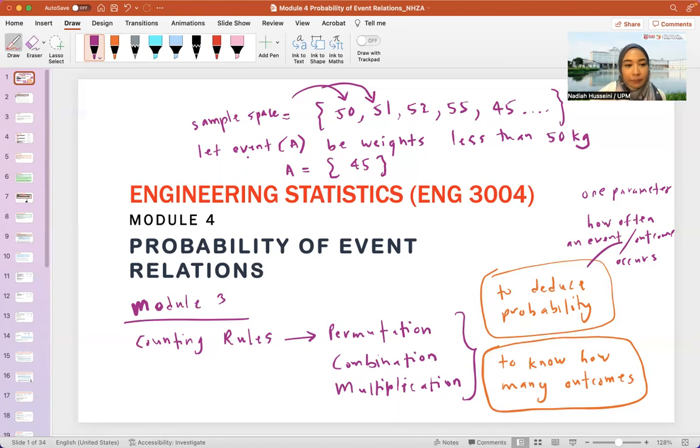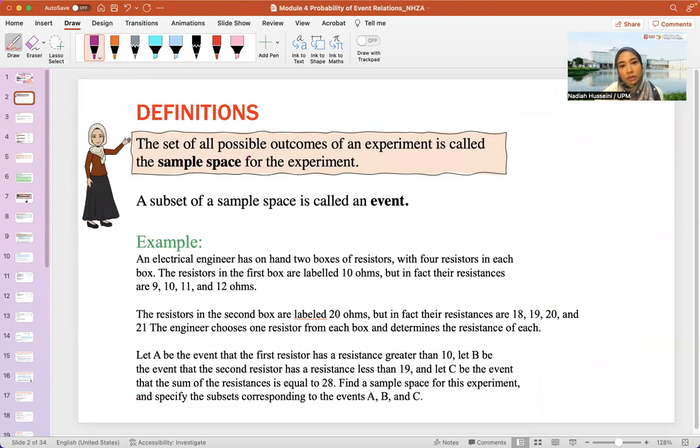So that's just a little recap. I'm going to go over this again and again because it's a new concept to us and I want everyone to really understand this. So again, what's the definition? The set of all possible outcomes of an experiment is called the sample space for the experiment.